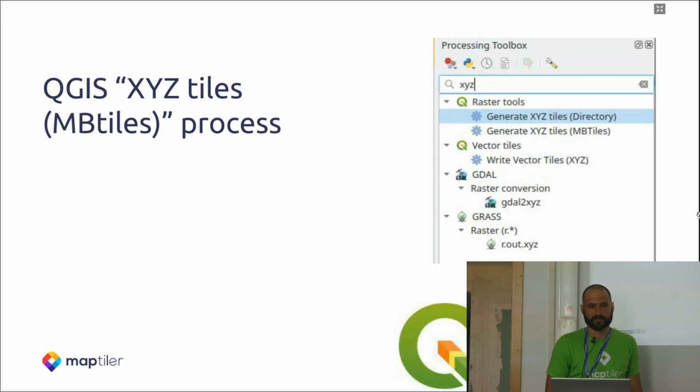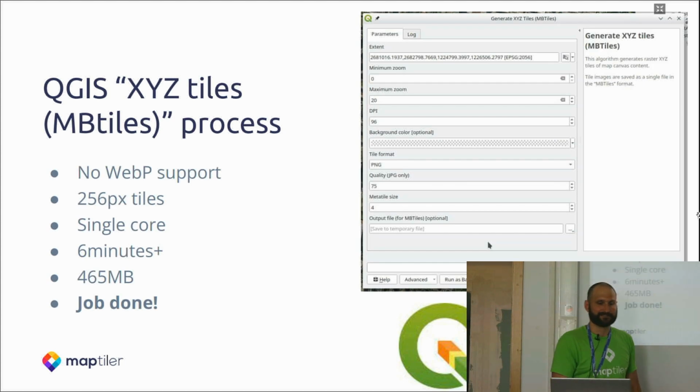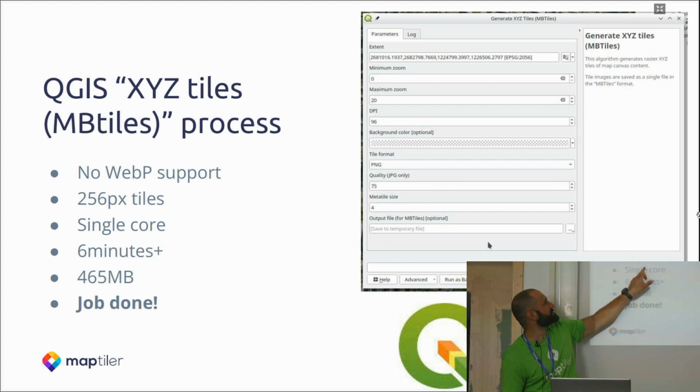QGIS integrated tools. One of them is directly part of QGIS. It's called Generate XYZ tiles, but it lacks support for WebP, only small tiles. It uses only 1 core, so it takes relatively long to get done, 6 minutes.